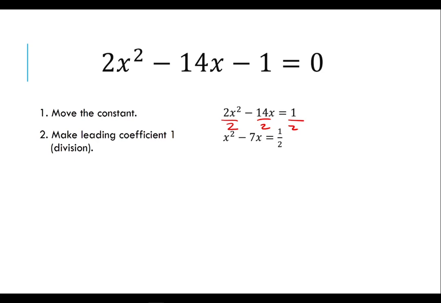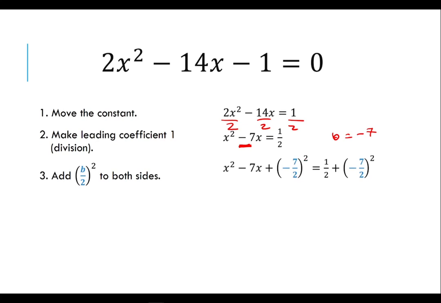Now at this point, we then need to add b over 2 squared to both sides. Now remember that b is right here, and the sign matters. So b is equal to negative 7. Which means that when we add, we're going to add b, which is negative 7, over 2 quantity squared to both sides. So negative 7 halves quantity squared plus negative 7 halves quantity squared.